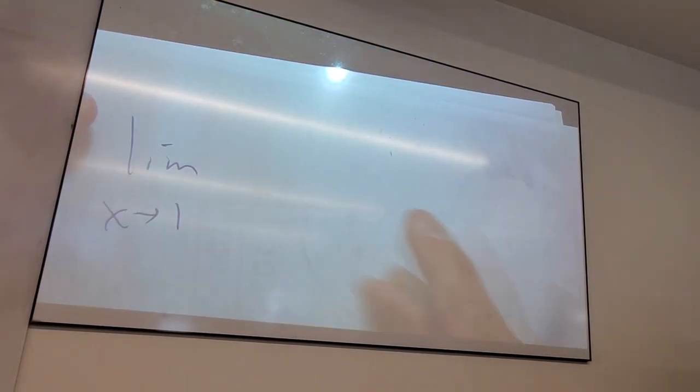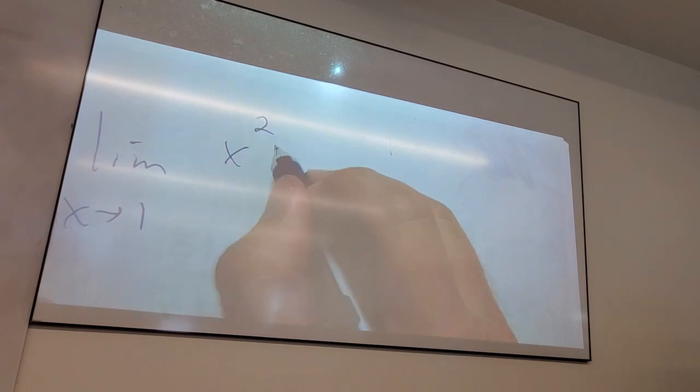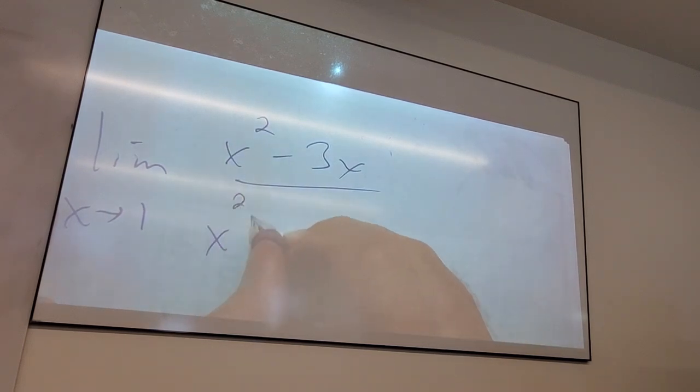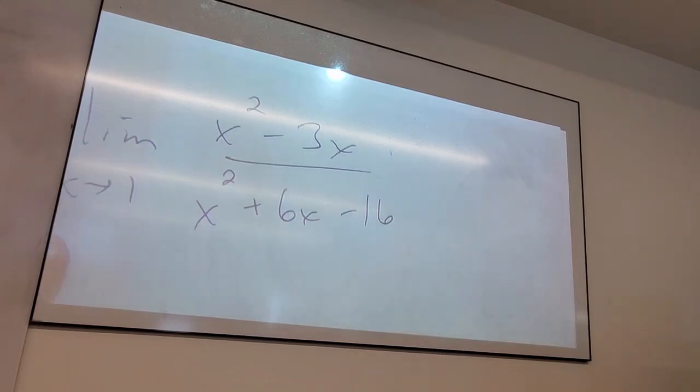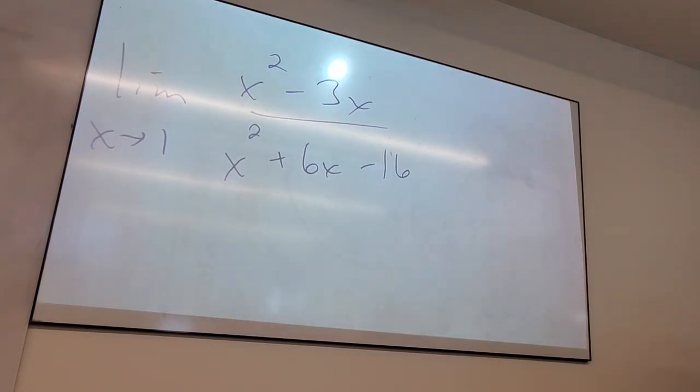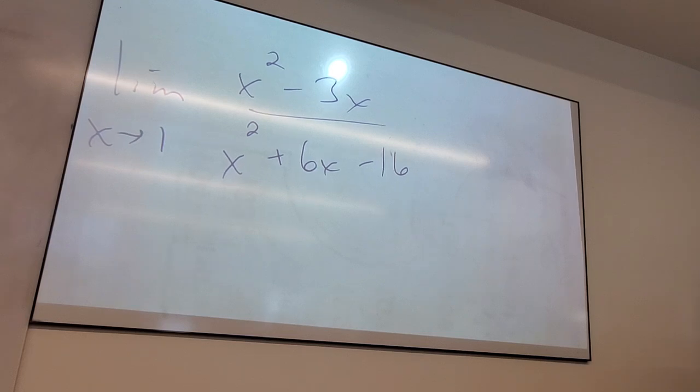What is the absolute first thing I think of when I'm asked to find a limit? So if I have a limit as x goes to 1 of x squared minus 3x over x squared plus 6x minus 16, what's the first thing you should do? Factor. Nope. I don't even know if I have to do more work. What is it that tells me I have to do more work? If it's indeterminate.